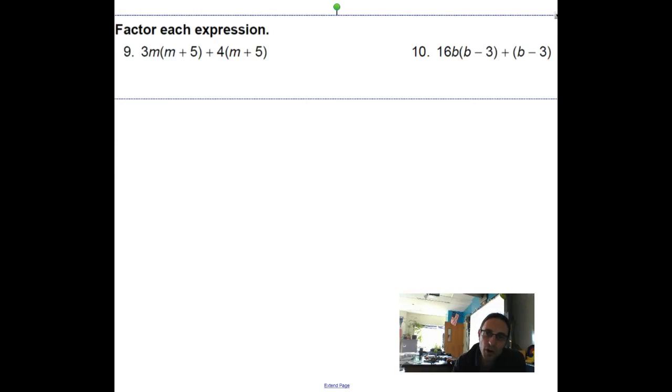So the next part of your worksheet, they want you to practice this because you need to be able to do this in order to do the final part, which is factoring by grouping. So again, you're going to factor this expression, and then on problem 10, you're going to do that one.